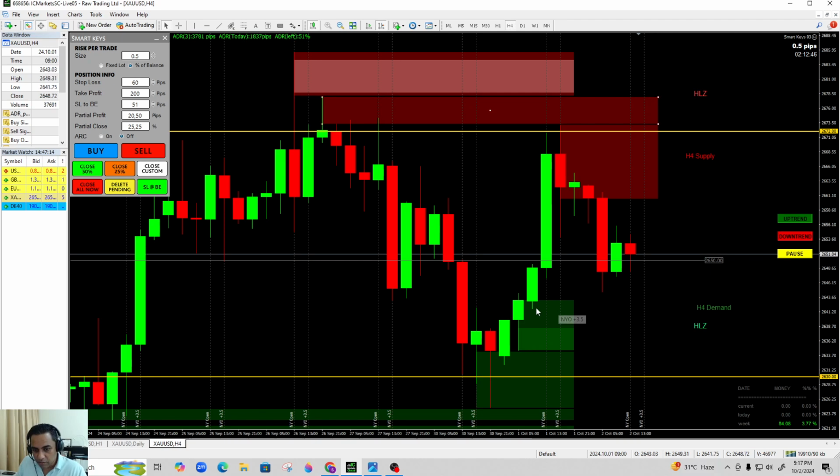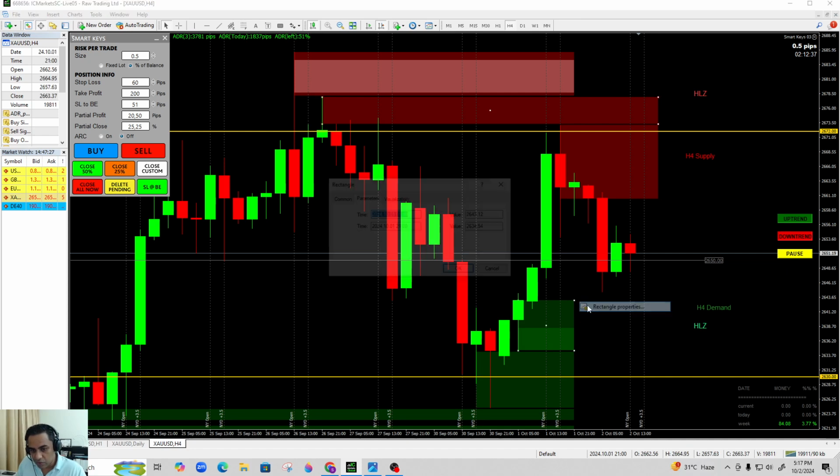In terms of demand, this is the only demand that we have closest to current price. This is a rally, that's a base in candle, and that's a rally, right? So one base in candle in the middle: rally, base, rally, okay? I'm going to extend that to the right.